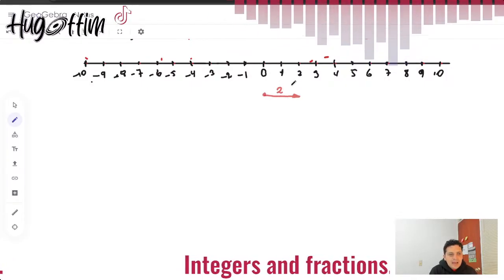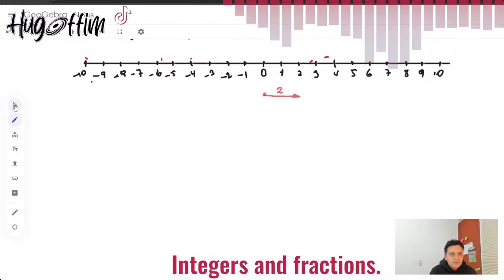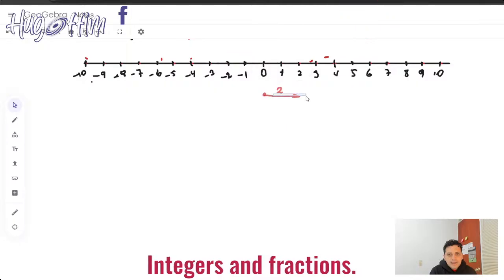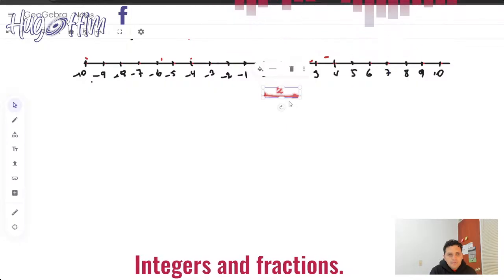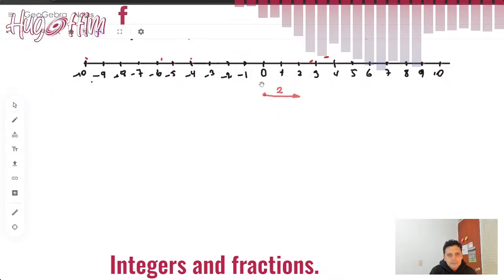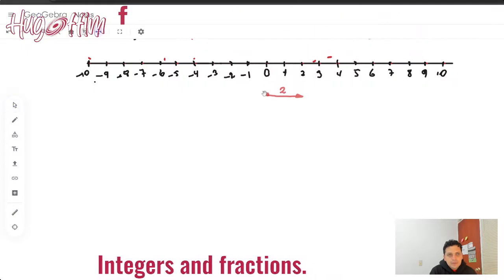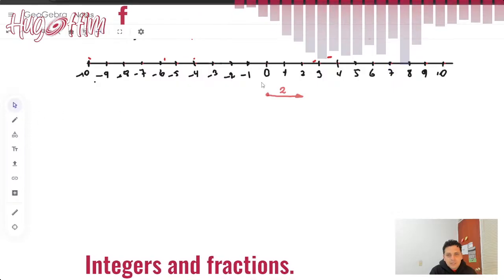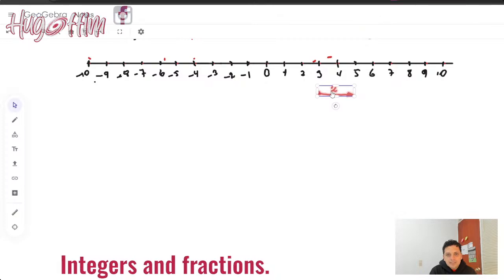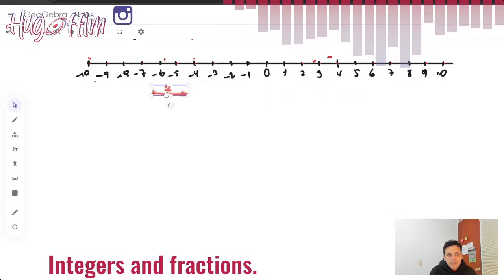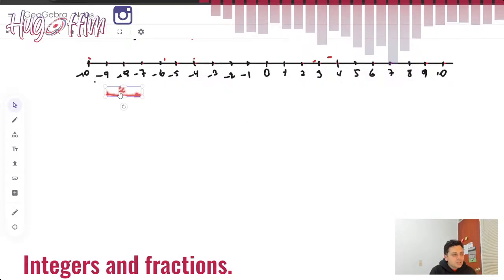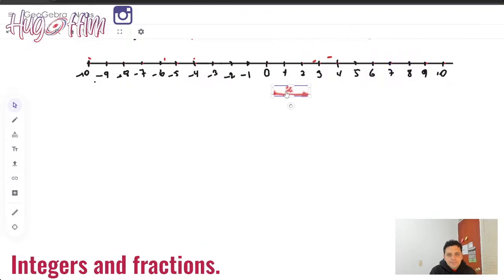But this arrow can be moved to any other place of my number line. This arrow that I'm going to select here can be moved to any place of the number line, in the place that I need it. So I can put it here, I can put it here, I can put it here, and it's still going to be a 2. Okay?